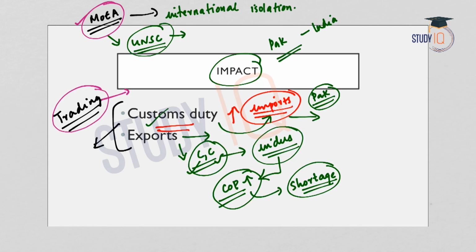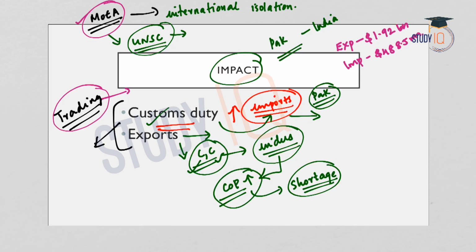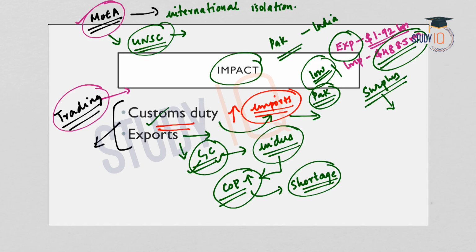countries. But now if we look into the trading relations at present with Pakistan, the exports amount to $1.92 billion and imports $488.5 million. So exports are higher than the imports, which means that there is a trade surplus for India with Pakistan. So it is not going to make a very substantial or significant impact on the trading relations between both the countries, considering the volume of the trade. The volume is very low. So it will not or may not create a substantial impact.